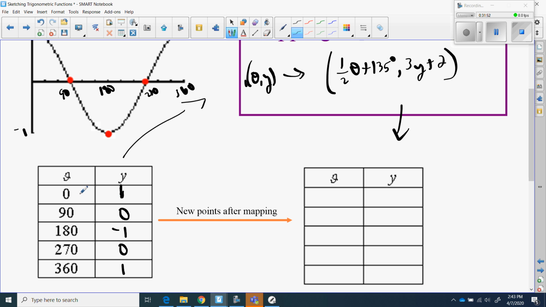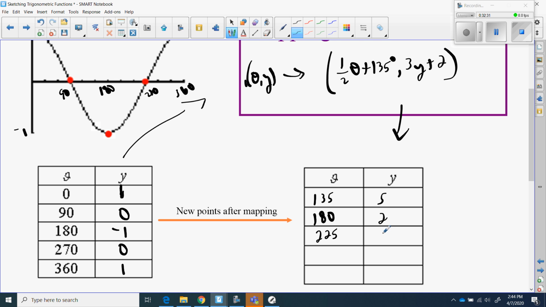The first one, we're going to fill 0 in for theta. So 1/2 of 0 is 0 plus 135 is, in fact, 135. The y value. So if I put 1 in here, 3 times 1 is 3. 3 plus 2 is 5. 90. 1/2 of 90 is 45. Add 45 to 135, and you're going to get 180. And do 0. 3 times 0 is 0, plus 2 is 2. 180. 1/2 of 180 is 90. 90 and 135 is 225 degrees.